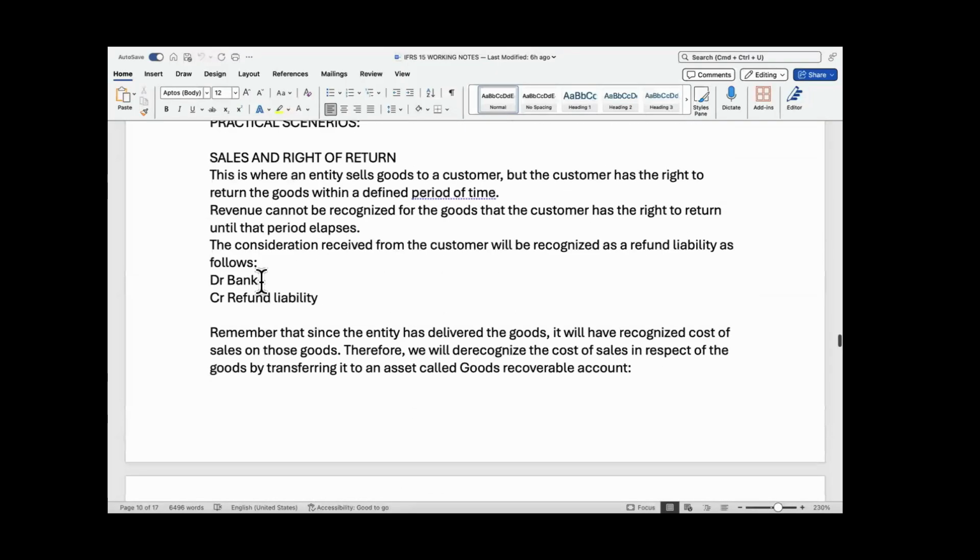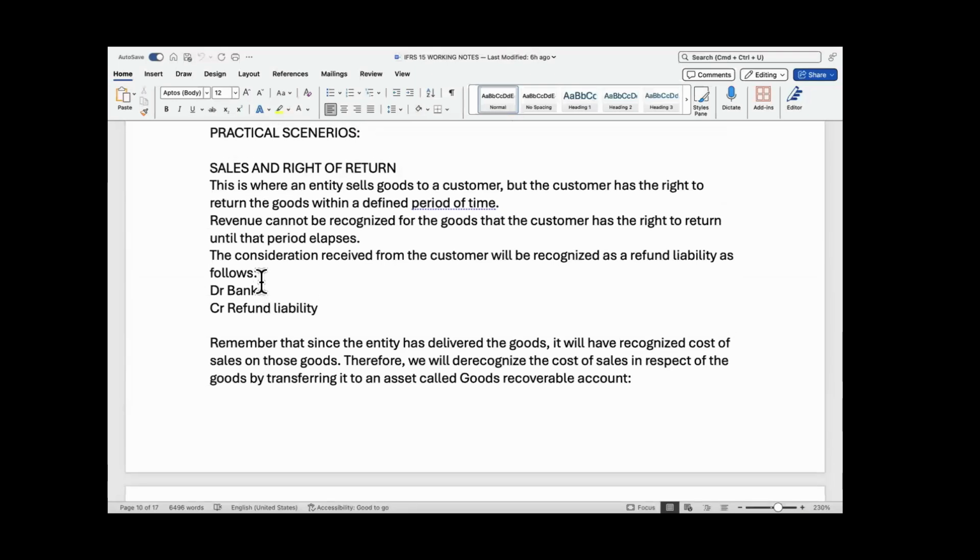However, if the customer does not return the goods till that period elapses, then you can transfer this refund liability to revenue. However, you need to remember that those goods that you transferred to this customer, you'll have actually recognized in your cost of sales. So since you are not recognizing that transfer of goods as revenue because the customer has a right to return, you can also remove it from cost of sales. Otherwise, your gross profit will be too low. You'll be understating your gross profit. So you need to remove it from cost of sales as well.